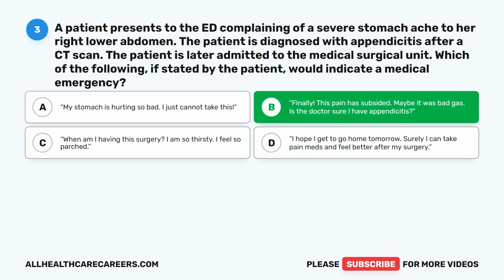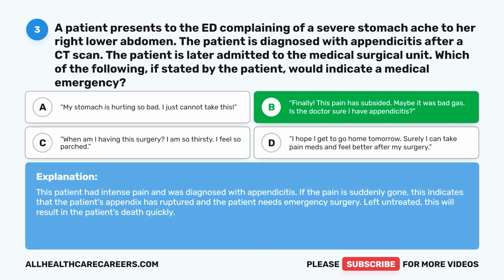The correct answer is B. Finally, this pain has subsided. Maybe it was bad gas. Is the doctor sure I have appendicitis? This patient had intense pain and was diagnosed with appendicitis. If the pain is suddenly gone, this indicates that the patient's appendix has ruptured and the patient needs emergency surgery. Left untreated, this will result in the patient's death quickly.